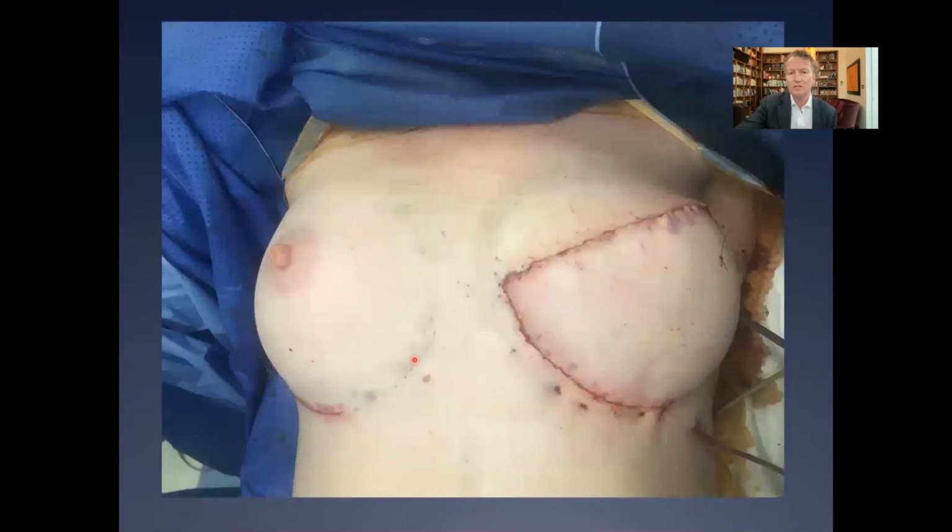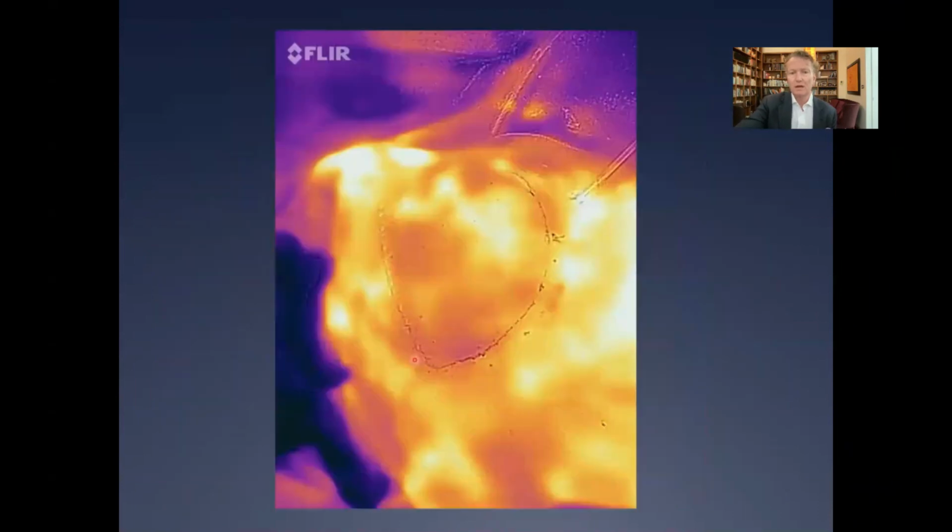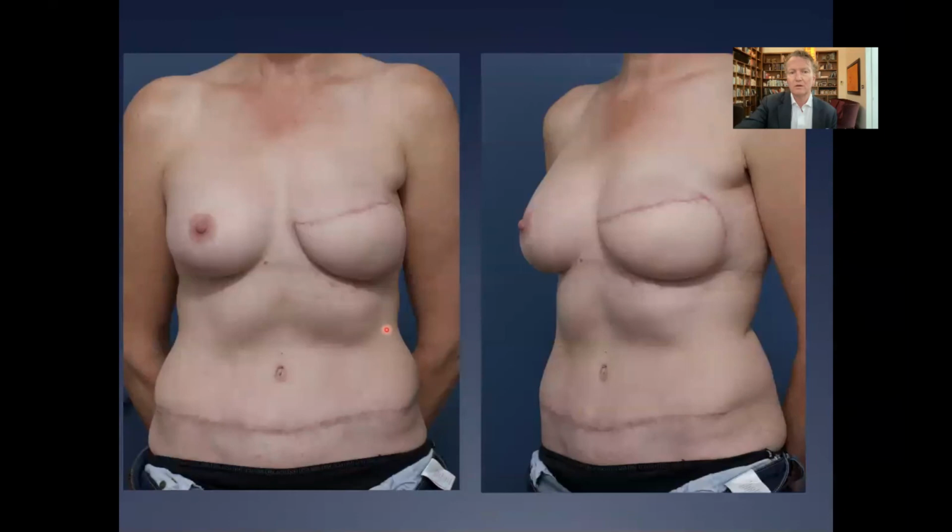It allows us to transfer the entire volume of that lower abdomen on one single perforator. And on looking at the thermography, we can see that there is complete perfusion of all of the flap, and therefore the flap goes on to heal uneventfully.